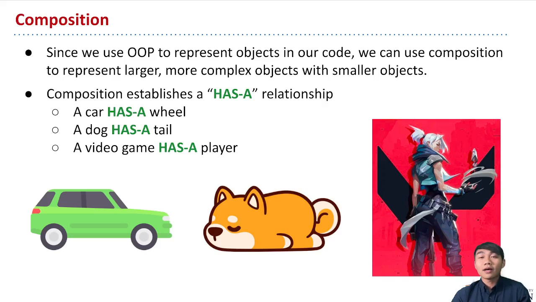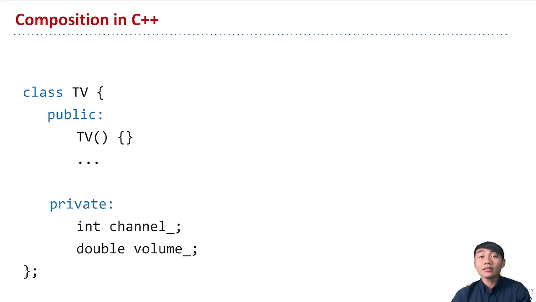So how do we apply composition in our code? The classes that you've seen so far have member variables that are primitive built-in data types. And primitive data types in C++ are like int, double, or bool. Like this TV class that has two member variables, an int and a double. So those are two primitive data types.